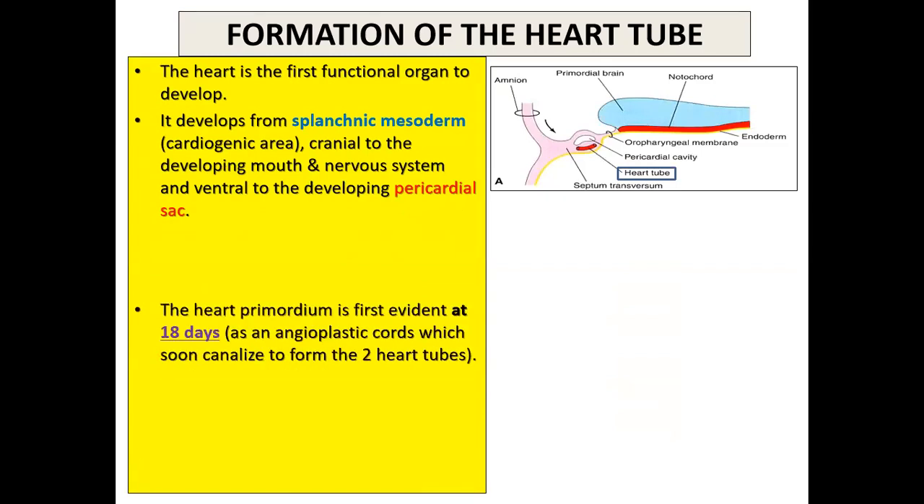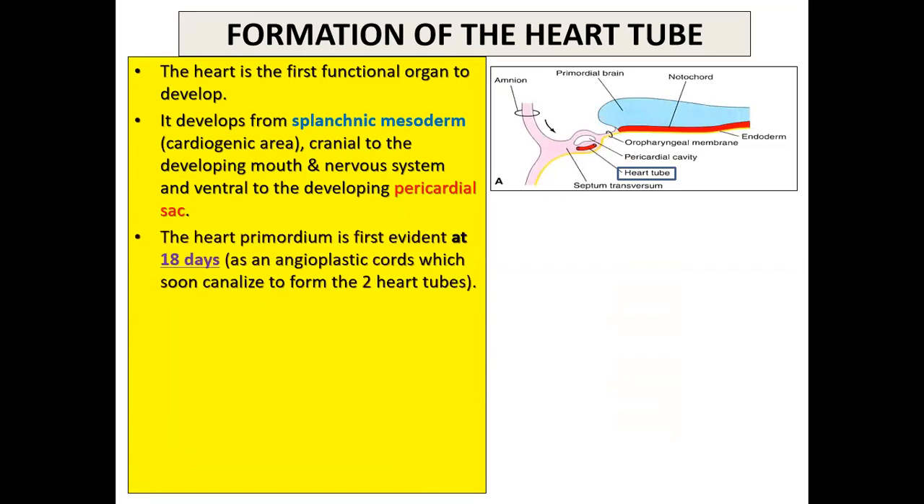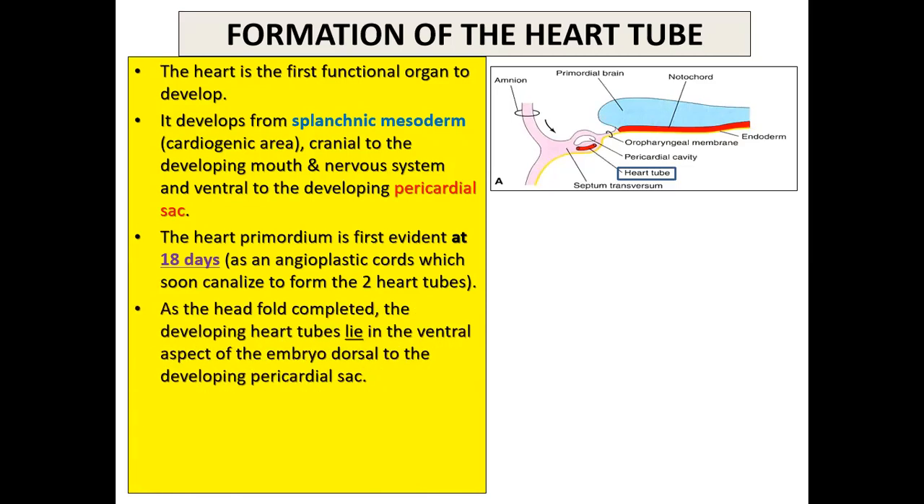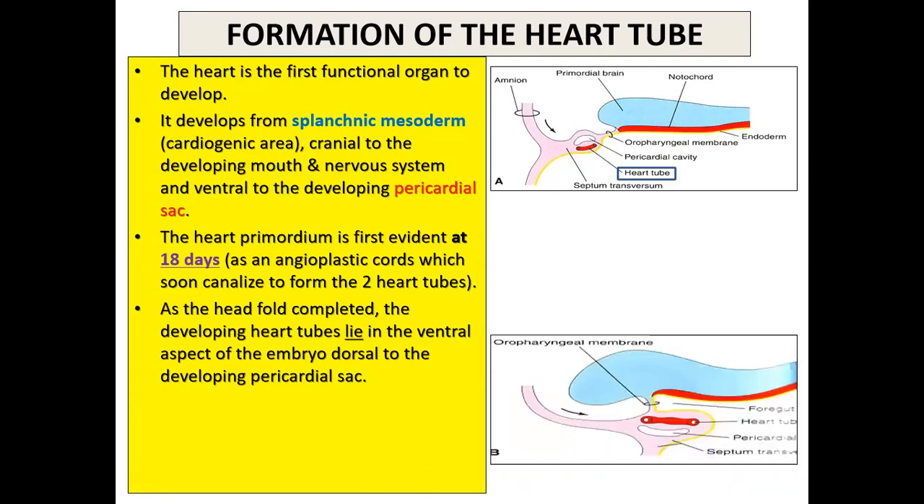You can see the heart tube. So the heart primordium is first evident at 18 days. At 18 days, the heart primordium is evident as an angioblastic cord which soon canalizes to form the heart tube. As the heart forms, the developing heart tubes lie in the ventral aspect of the embryo, dorsal to the developing pericardial sac.